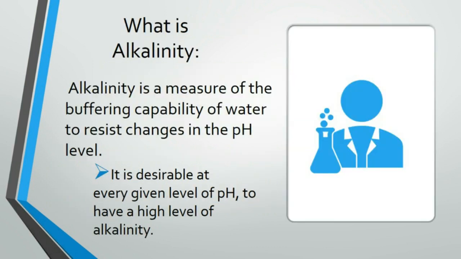So what is alkalinity? I'd thrown this one in here, and temp will come next, because alkalinity is a thing that we hear, and sometimes it's not well defined. Alkalinity is a measure of the buffering capability of water to resist a change in pH. So no matter exactly where in the pH level you are, you're looking for a decent amount of alkalinity to hold that, right? So it's desirable at every given level of pH to have a higher alkalinity, because then it will hold where you want your water to be without letting it move up and down the pH scale easily.